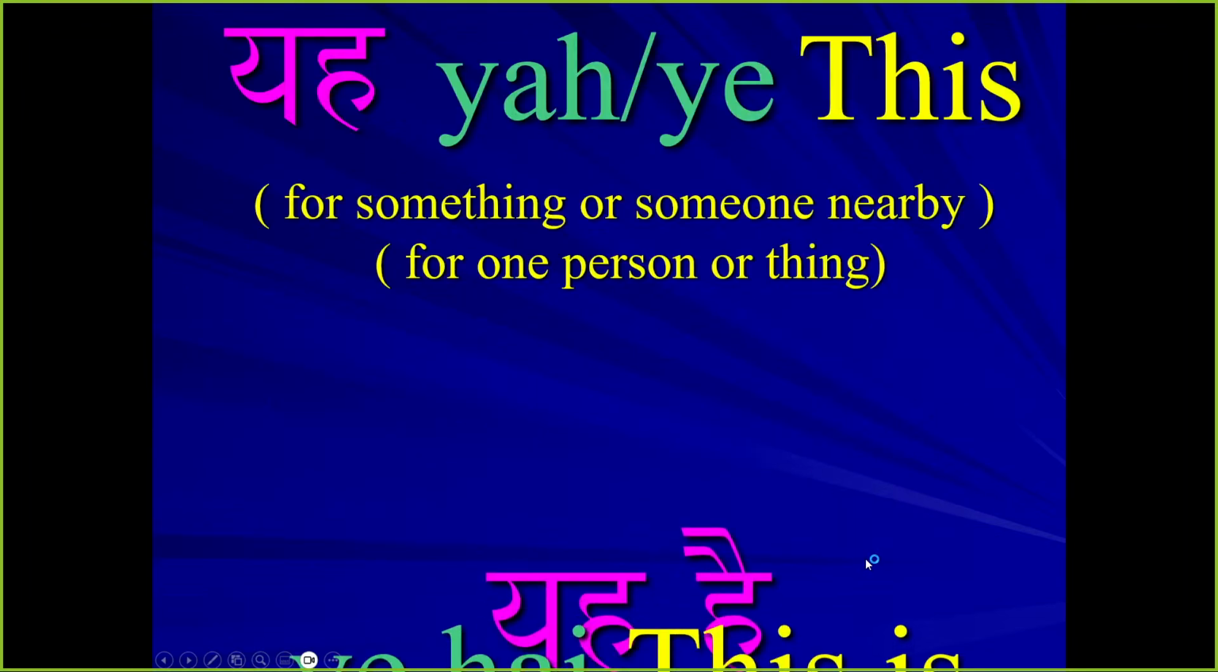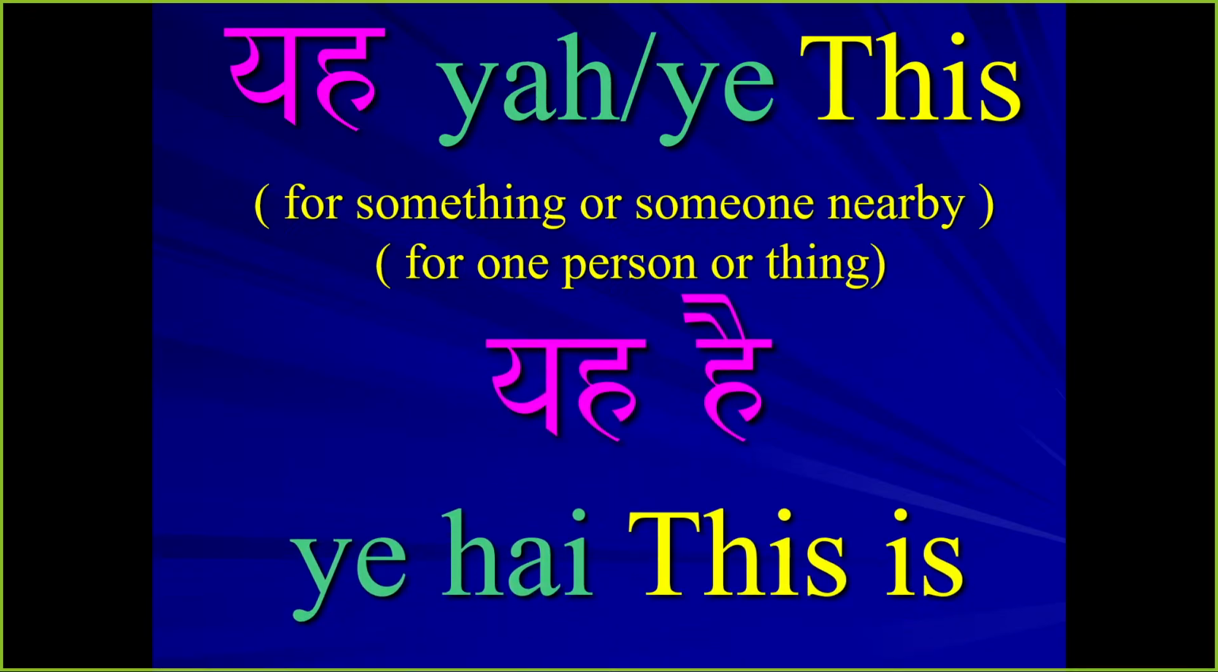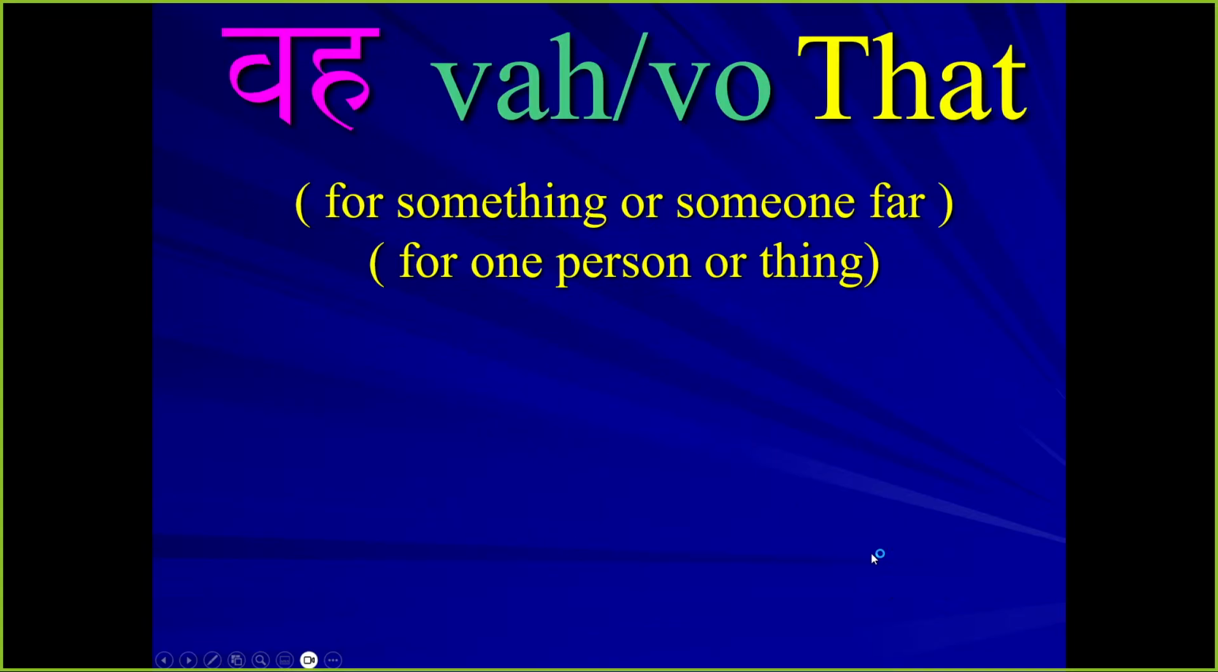Okay. Now, next we do this. The Hindi word for this is ye. Now, this is spelled as ya, her, but the her is silent. So we never say her, we simply say ye. Ye hai, this is. Okay, ye hai is this is.